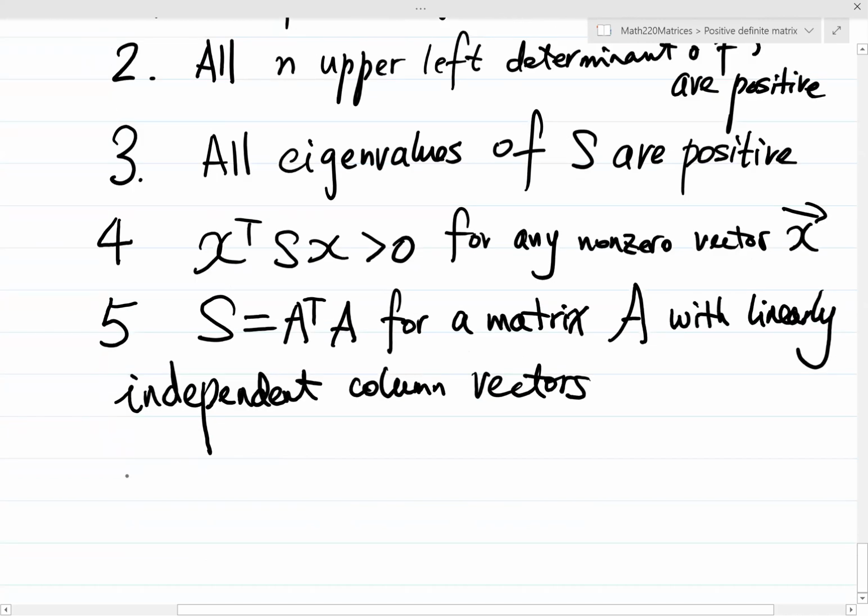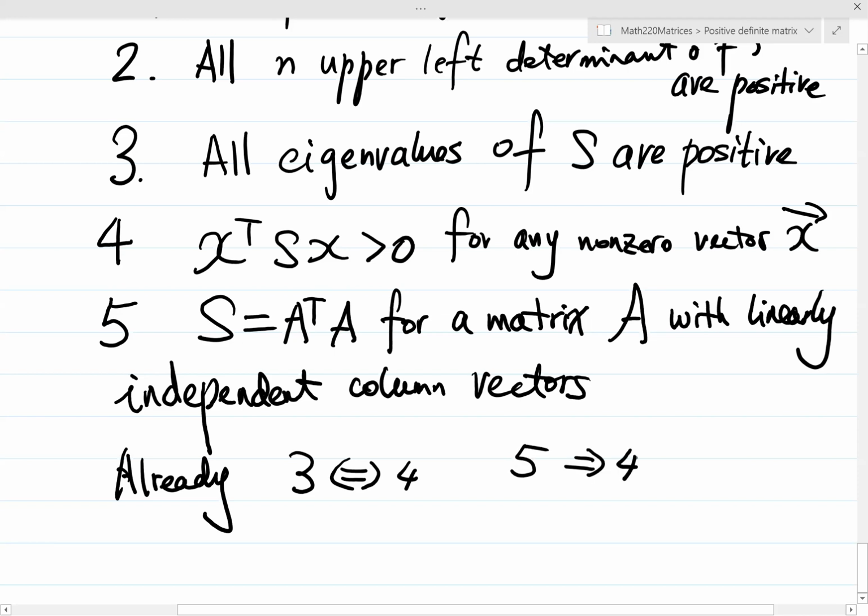We will not prove all of the cases. We already proved that 3 is equivalent to 4. And we proved that 5 implies 4. We have not yet proved the other direction. Actually, we can prove the backwards direction of 5.